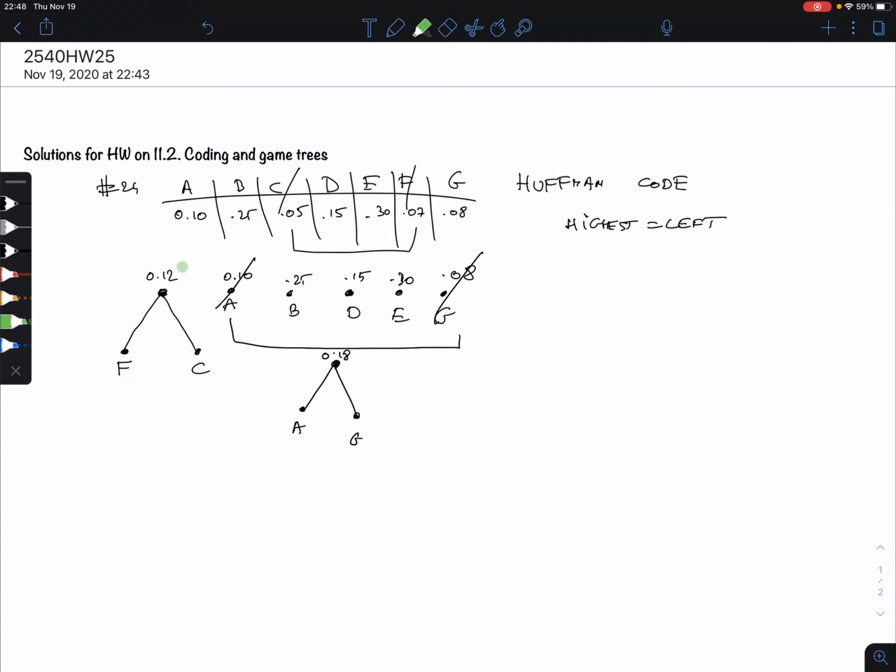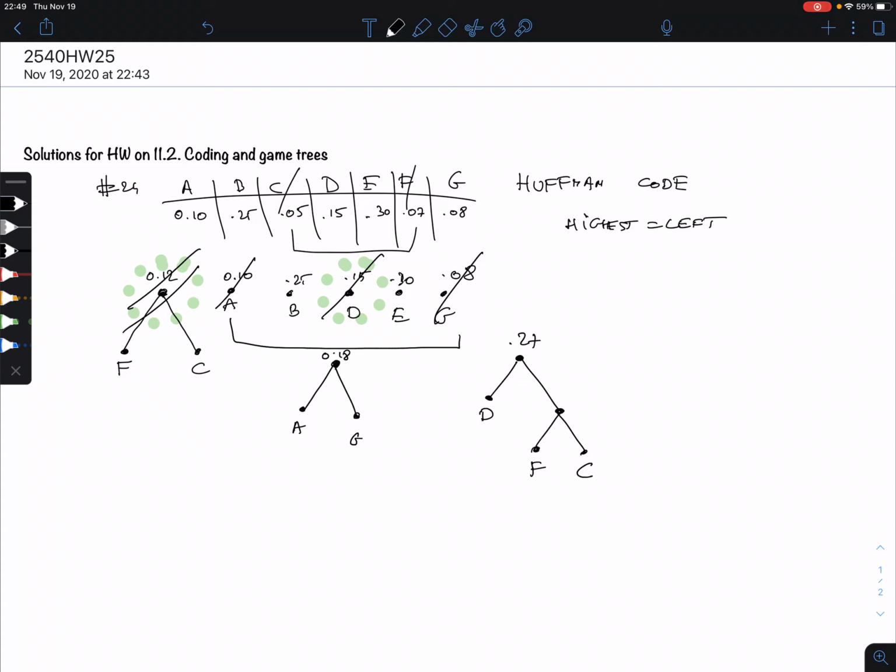Let me color them. This guy and this guy, right? I'm just drawing these trees, as I don't care as much where they go, as long as I delete the old ones. 0.15 is the biggest, so the left side will be D, and the other side will be that package that consists already of these two guys, F and C. And what is now the total weight? Well, the sum, that is 0.27. So now these are gone.